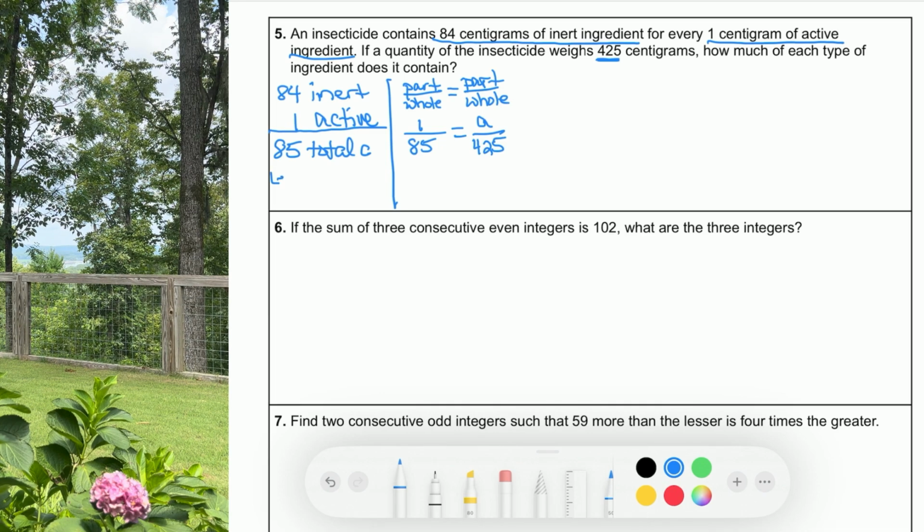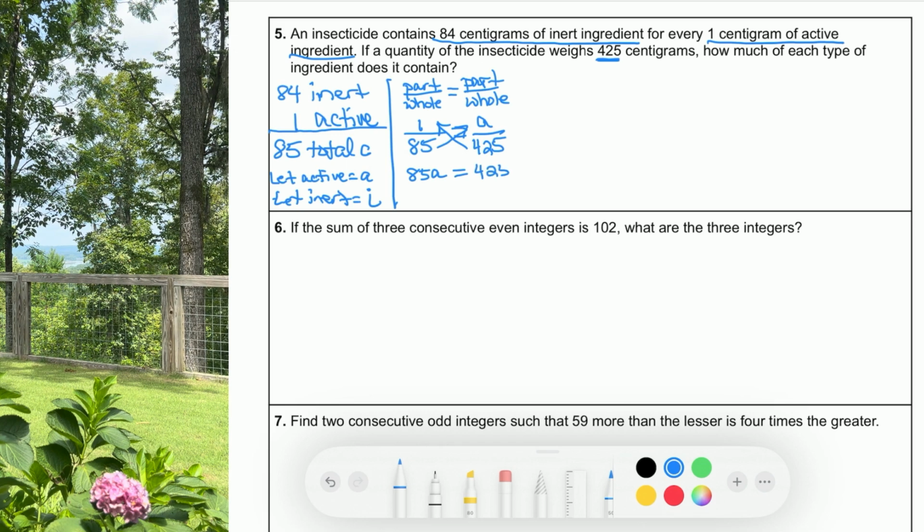Okay. Now before we start, let me come back over here and just say, let active equal A and let inert equal I. That way we can remember what represents what. Right, now we're going to do what's called cross multiply. So we end up with 85A equals 425, because 85 times A is 85A and 1 times 425 is 425. Now we're going to divide by 85.